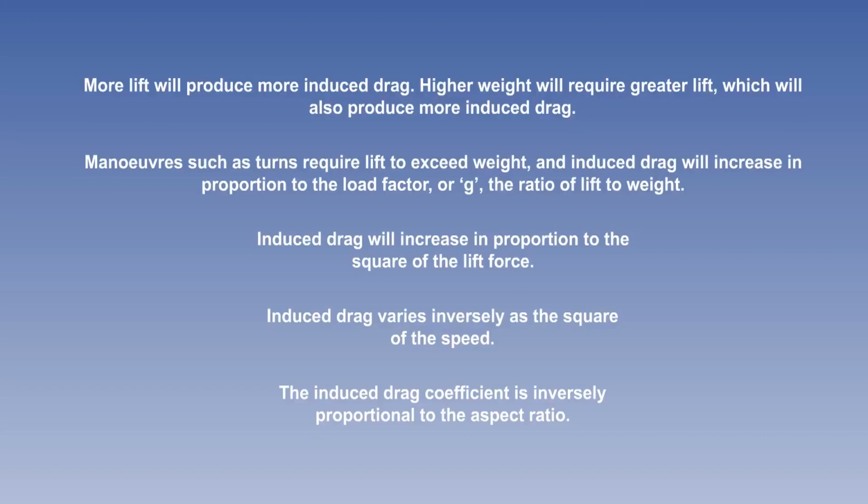The tip vortices of a high aspect wing affect a smaller proportion of the span, so the overall change of downwash caused by the vortices is smaller, giving less rearward tilt to the lift vector. Thus, for a given lift force, induced drag decreases as aspect ratio increases. The induced drag coefficient is inversely proportional to the aspect ratio.